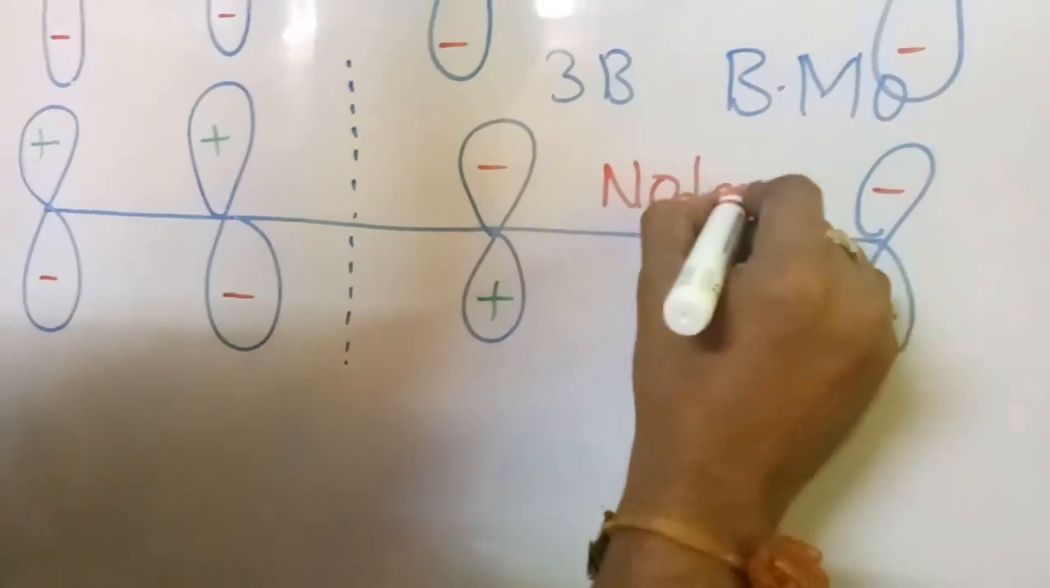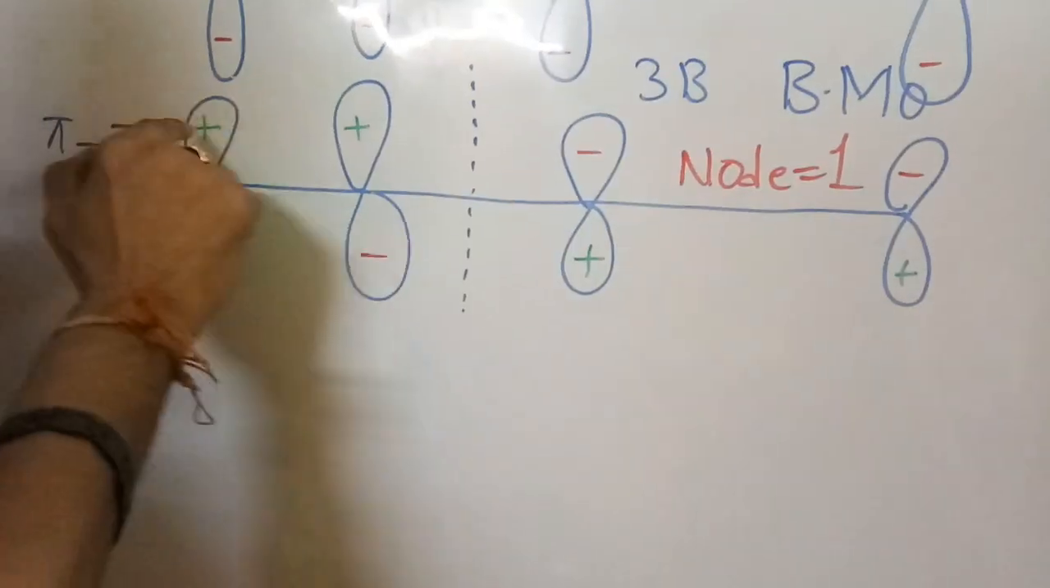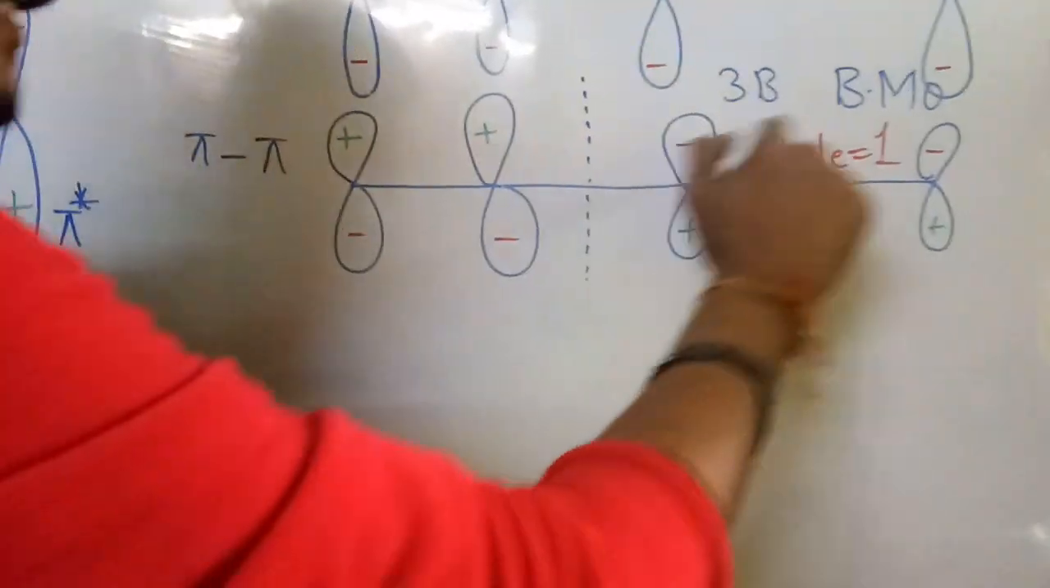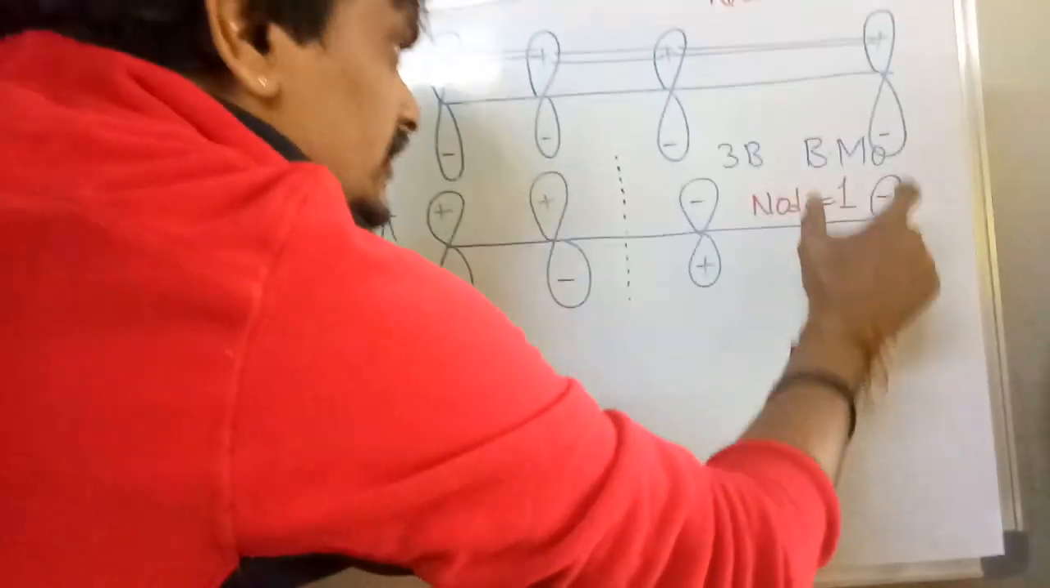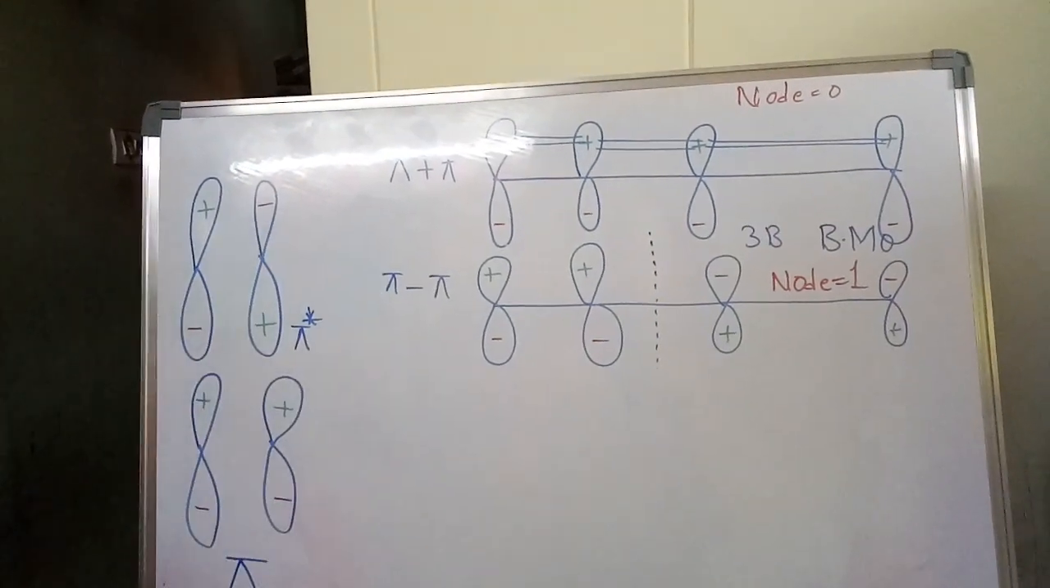Number of nodes is 1. I hope it is clear, right? Positive, positive, no node. Positive, negative, there is a node. Negative, negative, both are at the bottom face, no node. So number of nodes is 1.